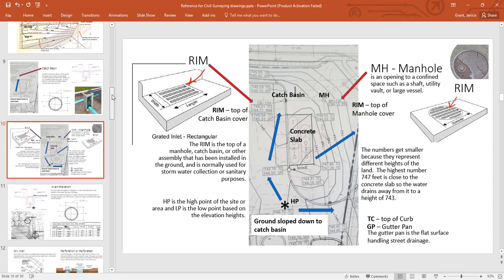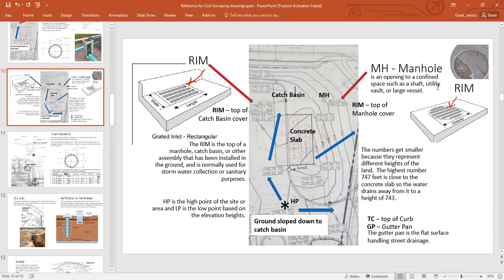Let's see, here's a diagram about it. So here's the rim. The rim is at the very top of it, and you'll see in your drawing that there's the word rim, and then there's an elevation number right there, or a manhole, MH, right there. So the way that contours are set up, there's a high point and there's a low point, and usually the high point then kind of drains down to the catch basin here in the parking lot and drains down away from the concrete slab here. See that?